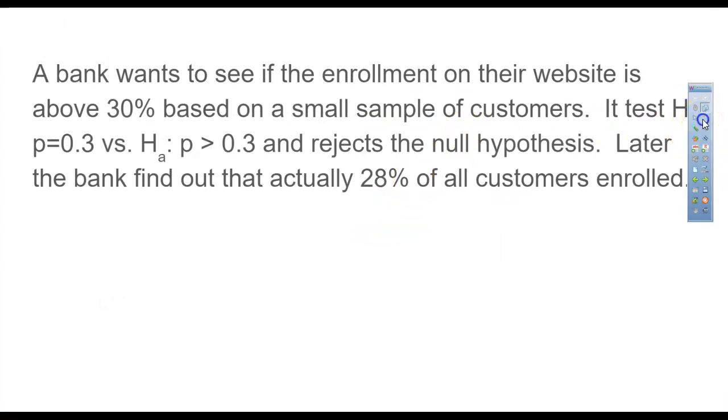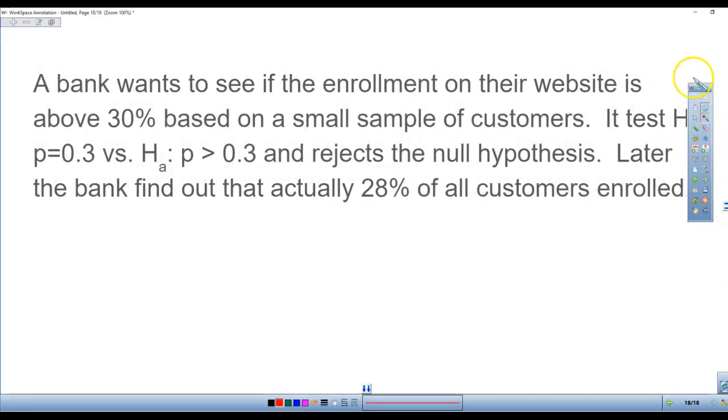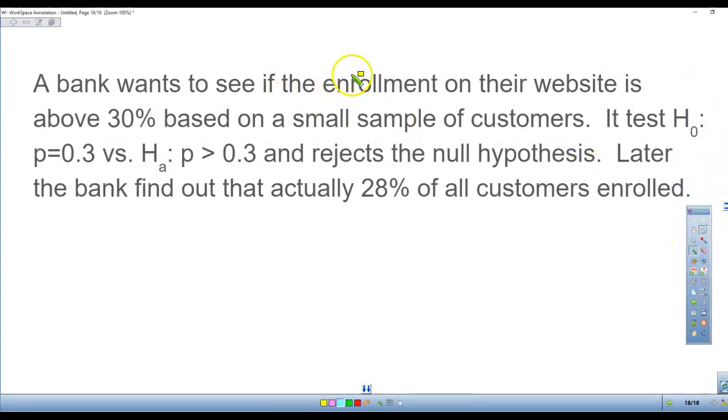So a bank wants to see if the enrollment on their website is above 30%. Okay, so they want it to be above 30% based on a small sample of customers. In this sample, they tested the null hypothesis, p equals 0.3, versus the alternative, p greater than 0.3, because they're checking to see if it's above. After they did their whole hypothesis test, they reject the null hypothesis.